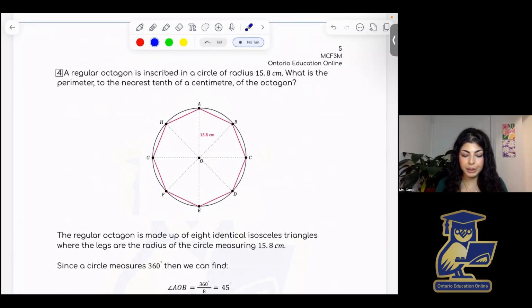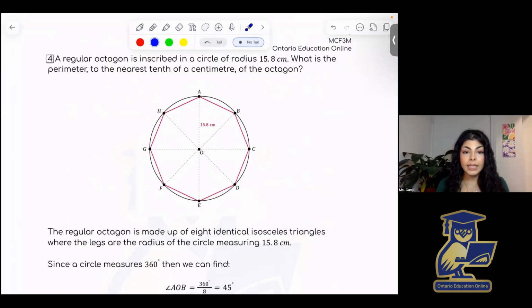So let's interpret this first. A regular octagon is made up of 8 identical side lengths. So an octagon, for sure, we know has 8 sides. But a regular polygon is when all the side lengths are the same. So a square is considered a regular quadrilateral because it is a 4-sided shape, which makes it a quadrilateral, and all the side lengths are equal, which makes it a regular quadrilateral. A regular triangle would be our isosceles triangle where all the 3 side lengths are the same.